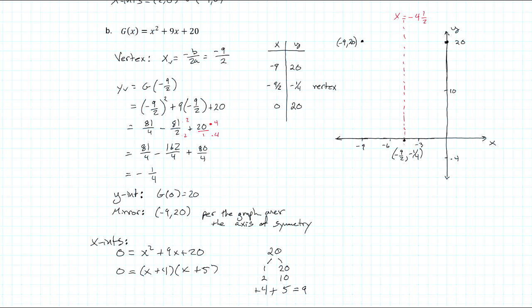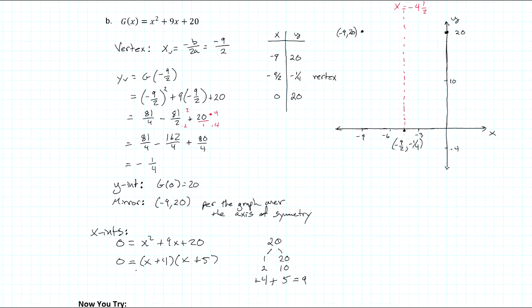This is nice. All right, so if we solve this out, we'll get x plus 4 equals 0, or x plus 5 equals 0. So x equals negative 4, or x equals negative 5. So our x-intercepts are the points negative 4, 0, and negative 5, 0. So I'll go ahead and put those in the table. We've got negative 5, 0, negative 4, 0. And we can plot those. Now those aren't helping us with a whole lot of detail. They're so close to that vertex, right?